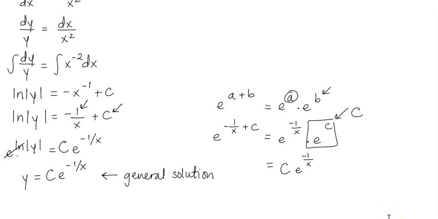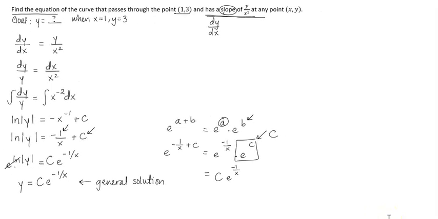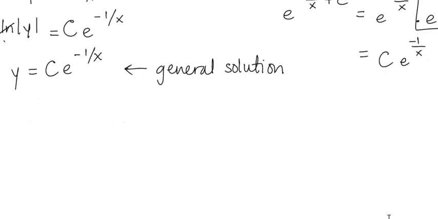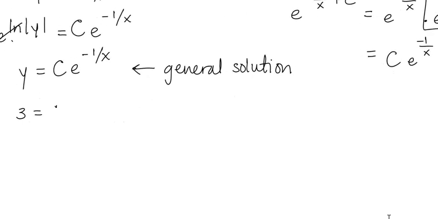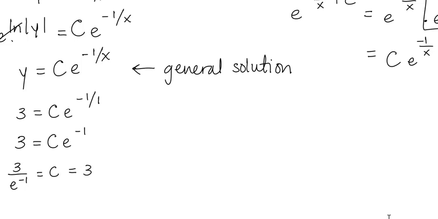We're going to take it a step further and use our initial condition that when x is equal to 1, y is equal to 3. So I will plug in 3 for y and 1 for x, and we're going to solve for c. So we have 3 equals c e to the negative 1. I'll divide both sides by e to the negative 1 to see that c is equal to 3 divided by e to the negative 1, which is the same thing as 3e, because we know we can move this up to the numerator if we change the exponent from negative to positive.